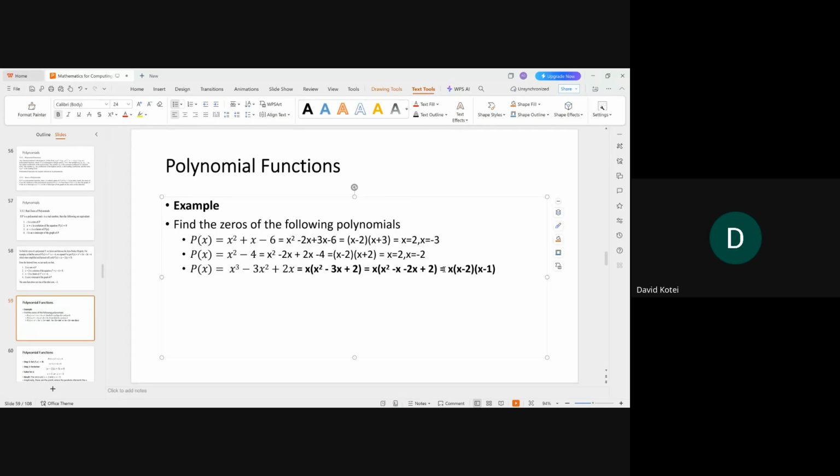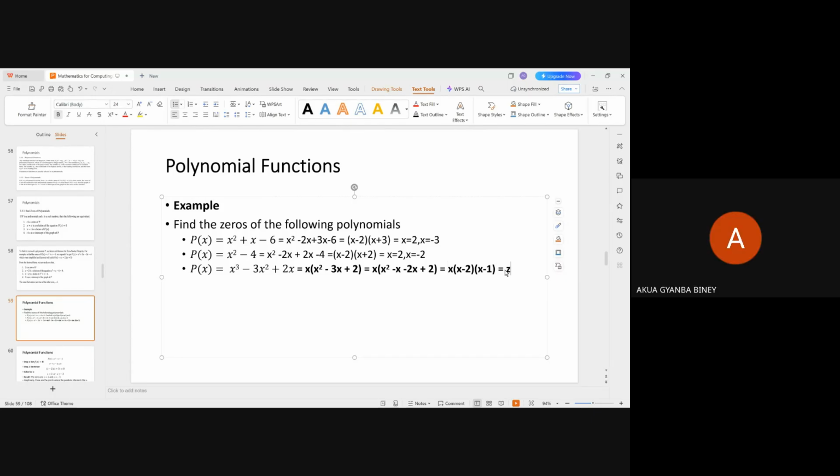So x out, x minus, then bracket open, minus 2, x minus 1. Yes. So yeah, you get this. Now the zeros. How do you find the zeros?